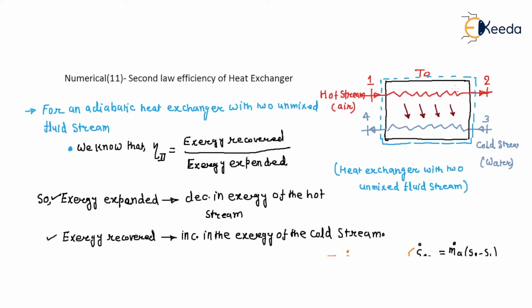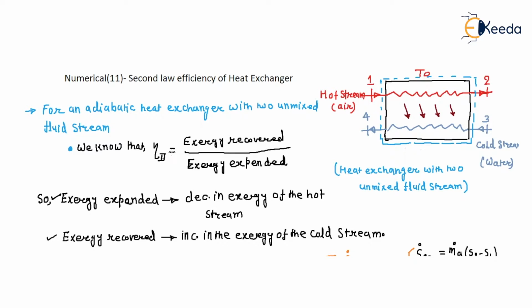See, there is a heat exchanger in which a hot stream flows in at one section and a cold fluid enters at another section. So we take the hot stream as air and the cold stream as water, and it will transfer heat, right? So mind it, this is adiabatic. So we take an adiabatic heat exchanger with two unmixed fluid streams, right?